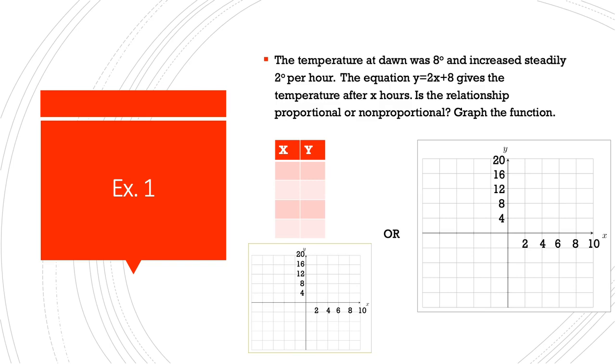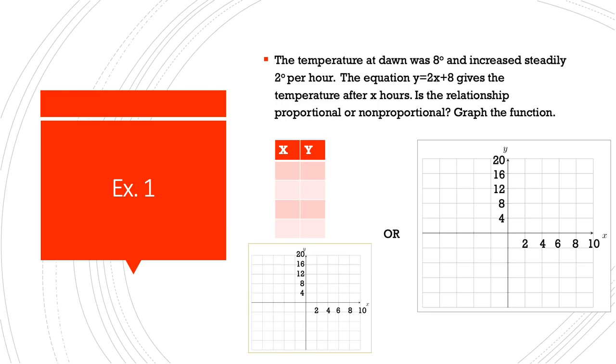All right, so for example one, we want to look at linear, nonlinear, proportional, or non-proportional. So this example says the temperature at dawn was 8 degrees and increased steadily at 2 degrees per hour. The equation y equals 2x plus 8 gives the temperature after x hours. Is the relationship proportional or non-proportional? Graph the function.